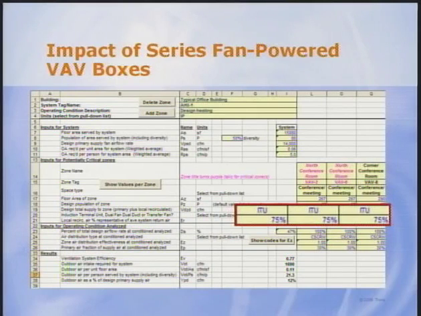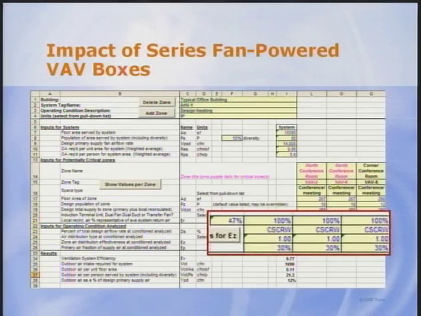ASHRAE recently finished a research project on E sub R and found that it varied, as expected, depending on the location of the box inlet relative to the space served by the terminal. Typical design values will vary from 0.5 to 1. Refer to the ASHRAE Research Project 1276 for details. In this case, we have assumed that E sub R is 75%. We also changed the percent of design airflow rate on line 23 to 100%, since these are series fan-powered boxes.